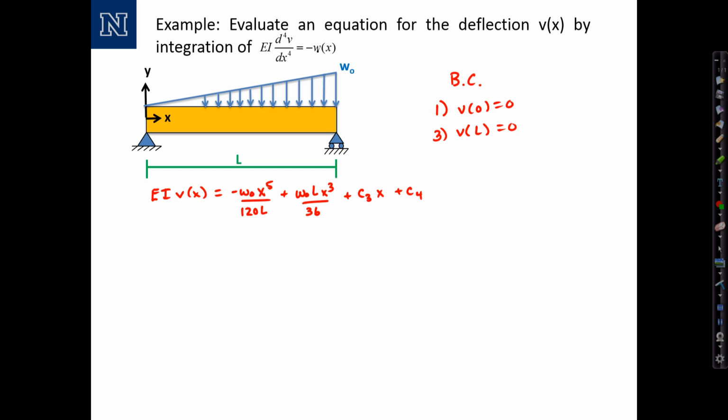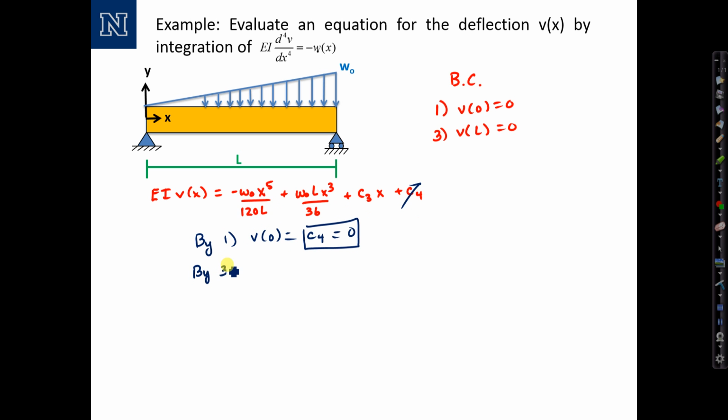Switch over to a new screen where we have the information recorded, also the remaining boundary conditions that we need to apply. Let's start with boundary condition 1 because it's applied at 0. One of our constants will drop out. We have v of 0 equals 0 plus 0 plus 0, left with C4 equal to 0. Okay, so that term goes away.